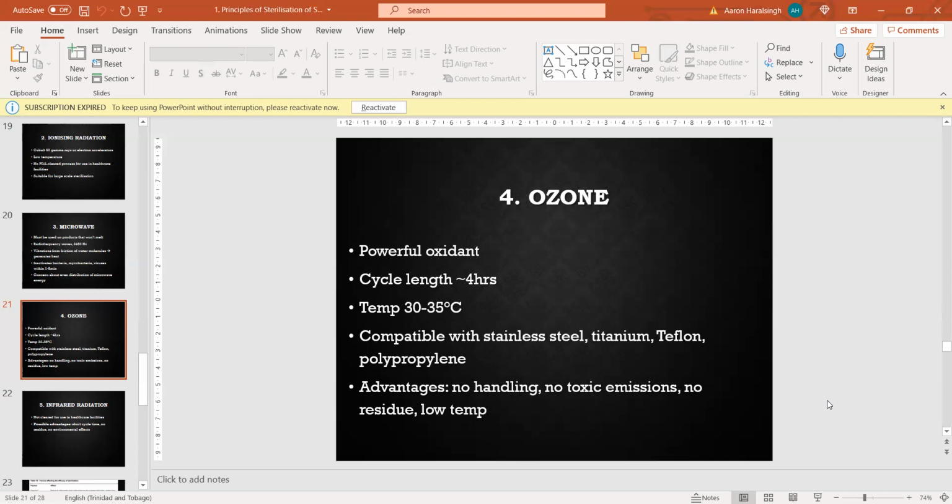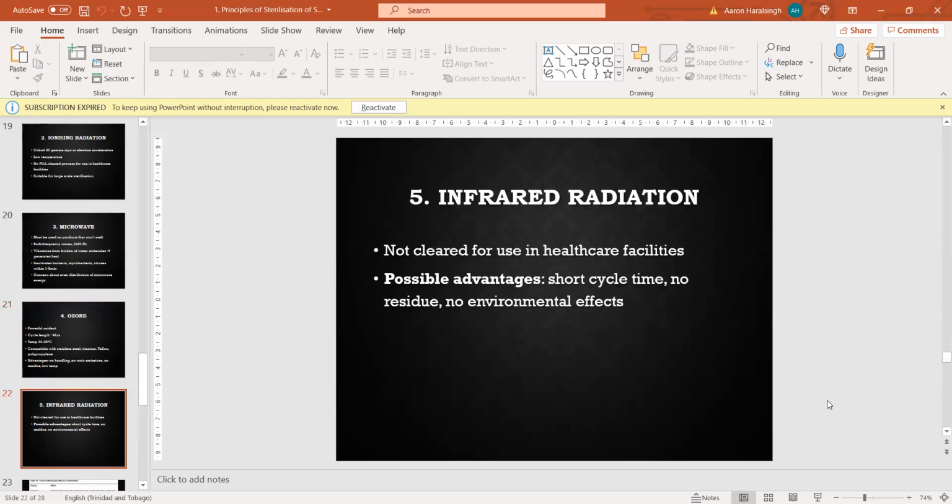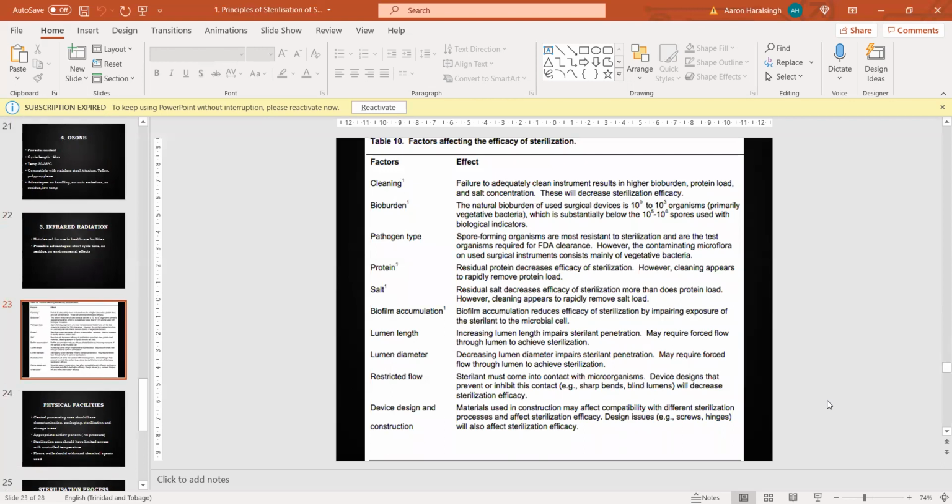Temperatures need to be about 30 to 35 degrees Celsius, and it can be used for things like stainless steel, titanium, polypropylene, and it is non-toxic. There are no toxic emissions from it. There's no residue. It uses a low temperature, and there's no need for handling of anything of the sort. Yeah. So that's an overview of some of the main methods of sterilization.